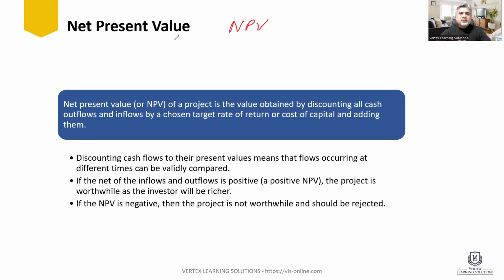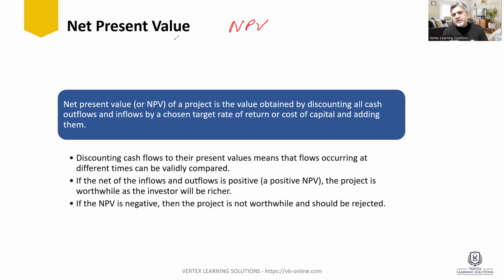So you discount all these cash flows. You've got cash outflow, you've got cash inflow, you discount all of them. Cash inflows are positive, cash outflows are negative, and then you add them up, and whatever is the sum total, that is called net present value. The concept is that you find the present value of all the future cash flows, which are either inflows or outflows.